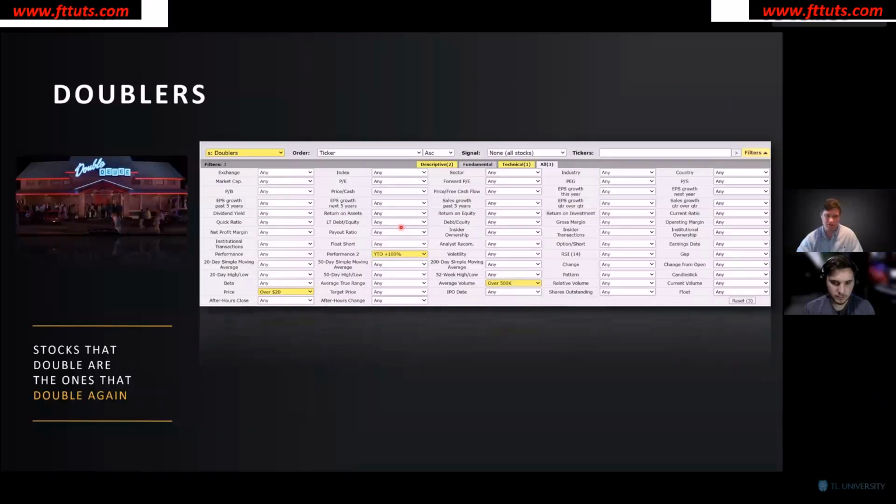All right. So doublers, very simple. And actually, there's definitely a better scan you can run here, I think, which I'll talk about. I've just been using this for so long. Stocks that double are the ones that double again. Over $20, year-to-date performance plus 100%.